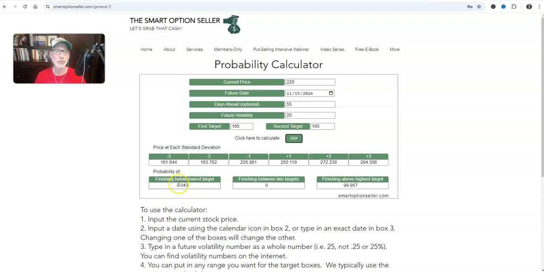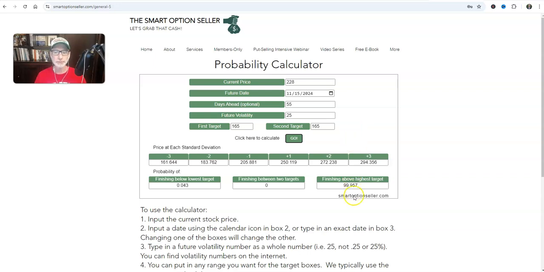And that is less than 1% chance. Conversely, what are the chances of Apple staying above 165? And that's 99.95%. So right there, what this calculator is telling me is that I have a 99.95% chance of winning on this trade, meaning there's a 99.95% chance that Apple will not fall below 165. And as long as Apple doesn't fall that far, I'm going to win 99.95% of the time. And I'm going to keep my $27.